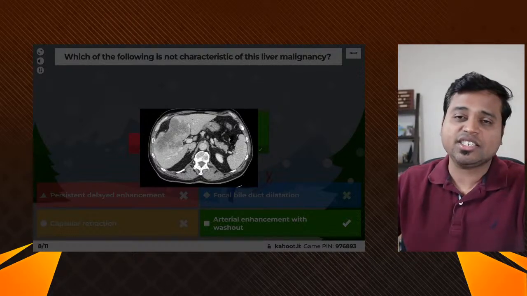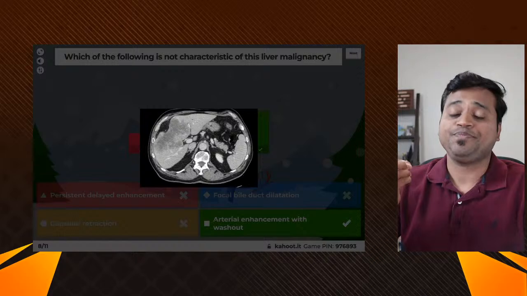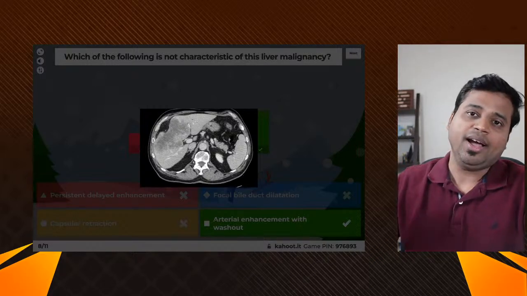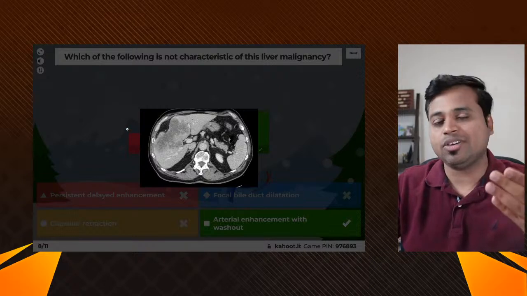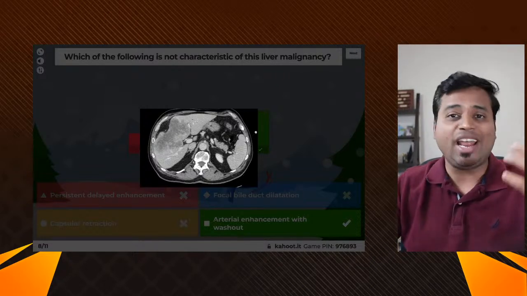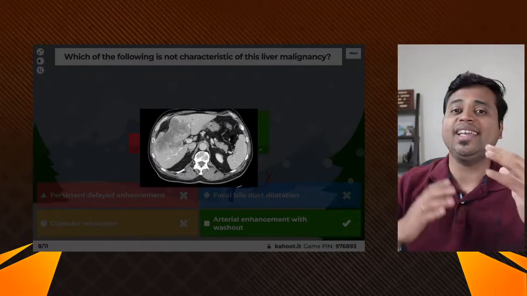What is not characteristic of this is arterial enhancement and washout. That would be an HCC. So that was the correct answer here. Cholangiocarcinomas will not show early enhancement and washout.